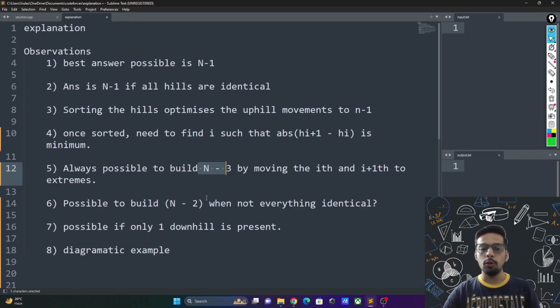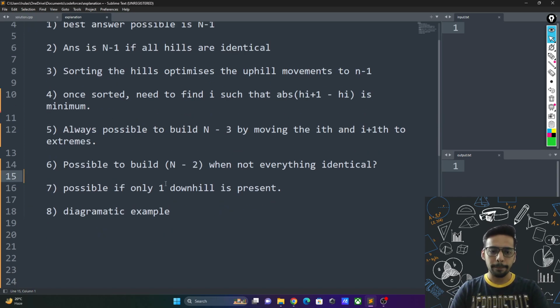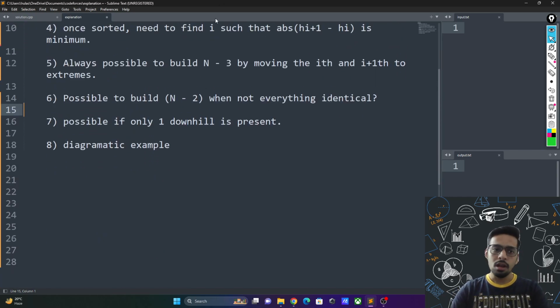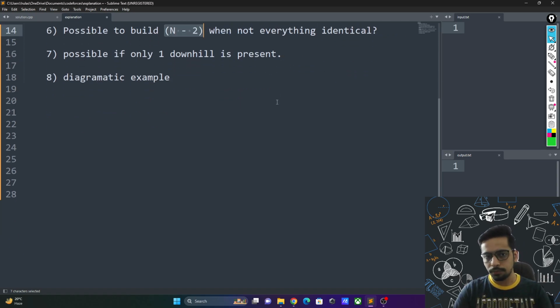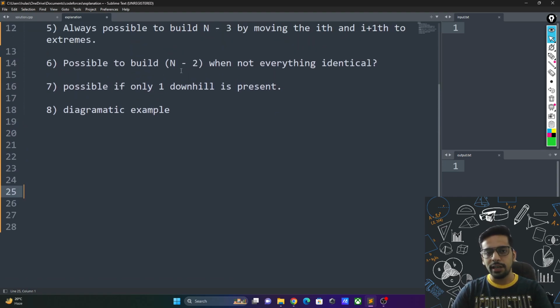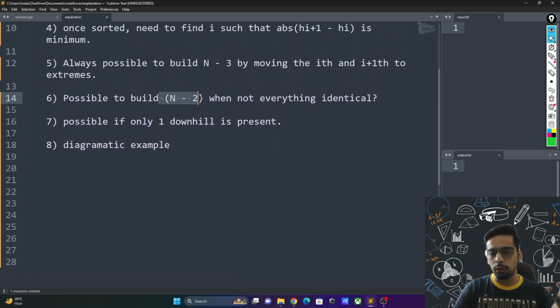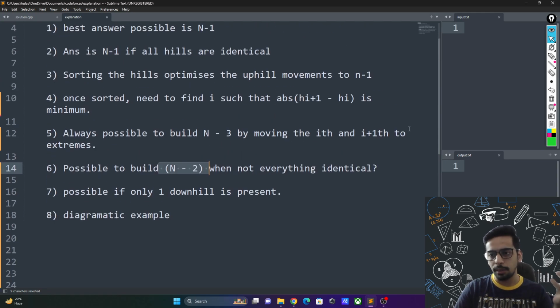Now the thing is, since n minus 1 is not possible, n minus 3 is always possible. Is there a possibility to make n minus 2? If I can construct n minus 2, then I'm good. The problem is solved there. Let's see. So two things I can do. Either I can prove that n minus 2 is not always possible, or I can prove that n minus 2 is always possible and then come up with a way to construct that. Let's first try to prove that n minus 2 is not possible by a counter example.